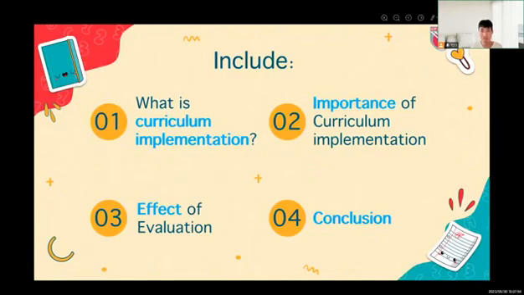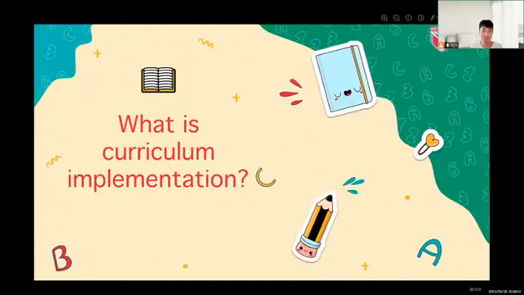So my topic will include 4 aspects. Number 1 is what curriculum implementation is, number 2, the importance of curriculum implementation, and number 3 is the effect of evaluation. Number 4, I will make a conclusion to summarize my topic today. Okay, the first topic is what curriculum implementation is.